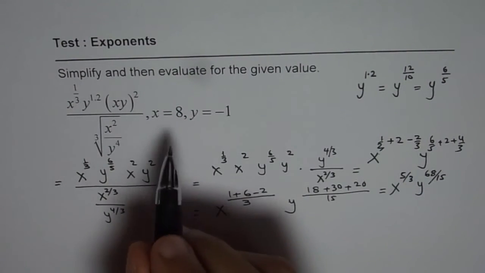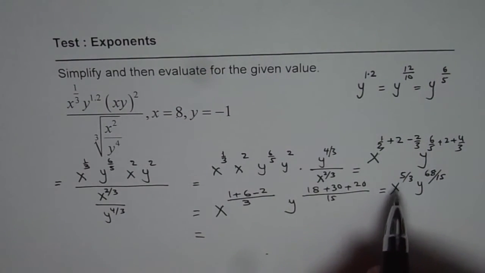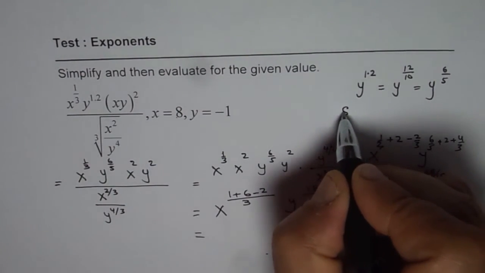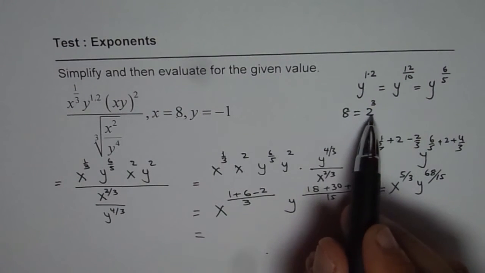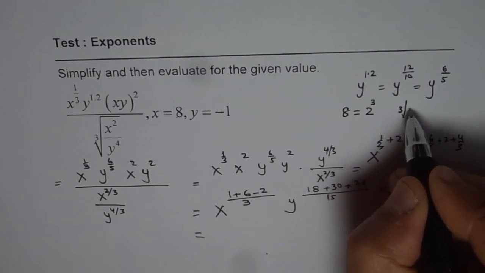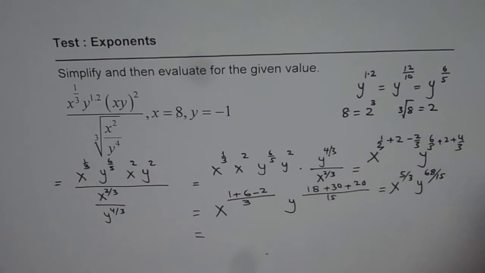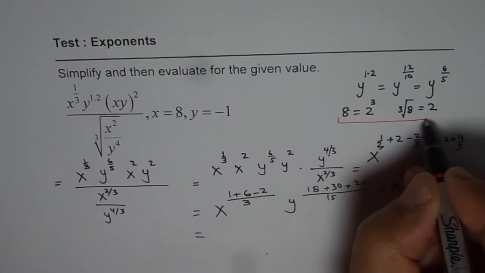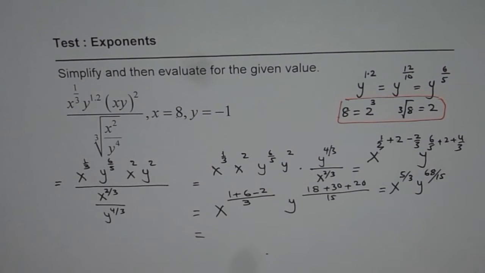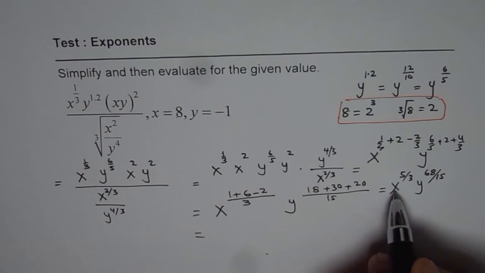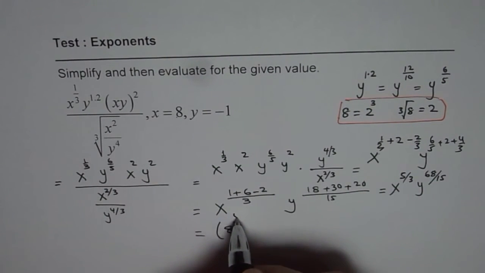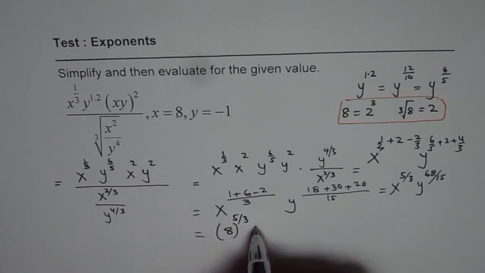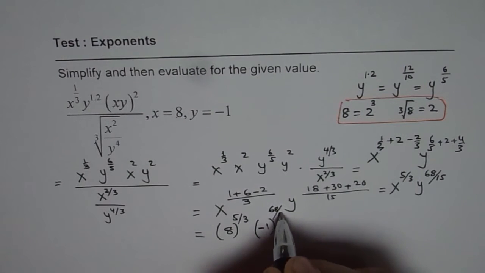Now we can substitute these values, 8 for x. 8 is 2 cubed, so the cube root of 8 is 2. Knowing this is helpful. Since I'm running out of space, I'll cut down on a few steps here. So we have x to the power of 5/3. I'm substituting 8 for x, so 8 to the power of 5/3. And we have y as minus 1, so minus 1 to the power of 68/15.